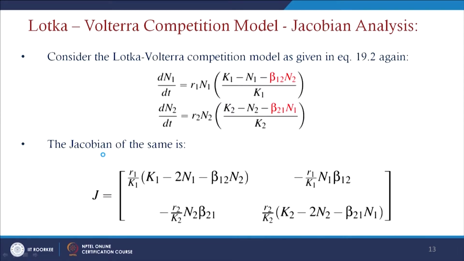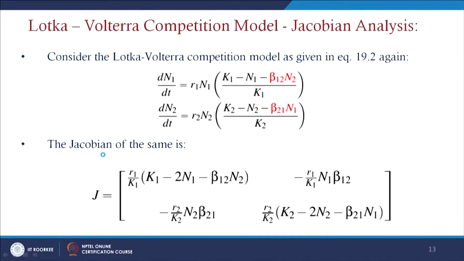So, further we will go for the Lotka Volterra competition model, that is we will do this Jacobian matrix analysis here. If you consider this Lotka Volterra competition model, which we have already written, it is in the form of dn1 by dt, written as r1 n1 into (K1 minus n1 minus beta 1 2 n2) by K1, and dn2 by dt, written as r2 n2 into (K2 minus n2 minus beta 2 1 n1) by K2 here.